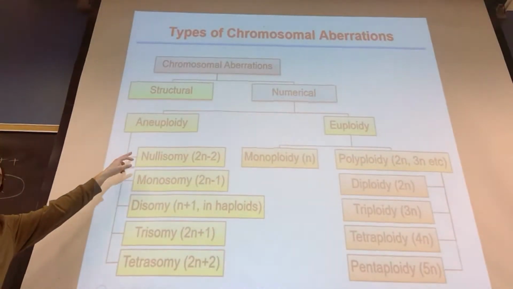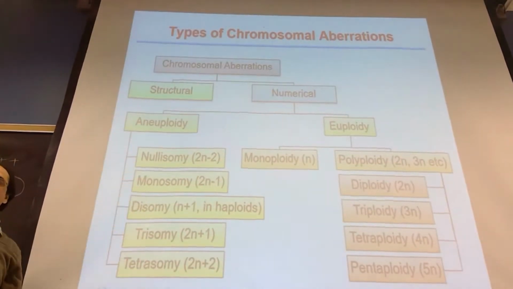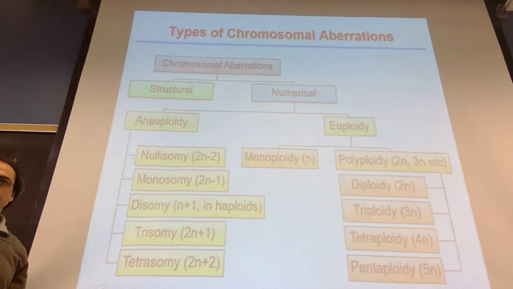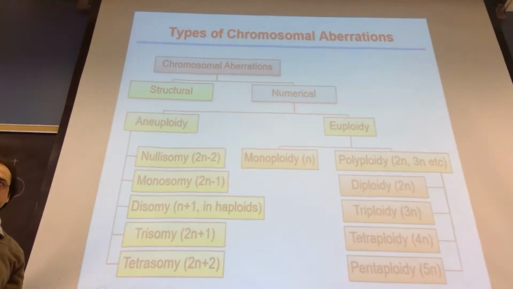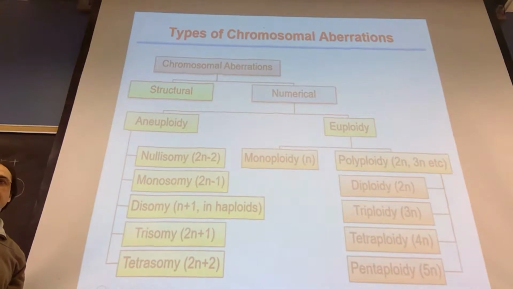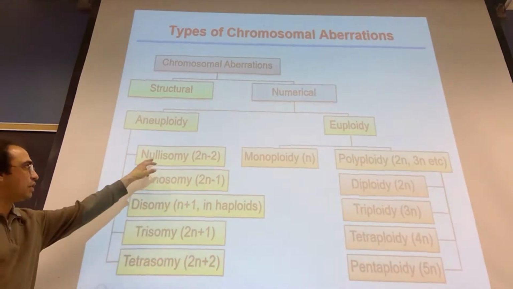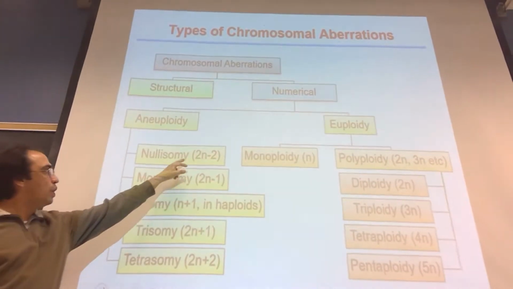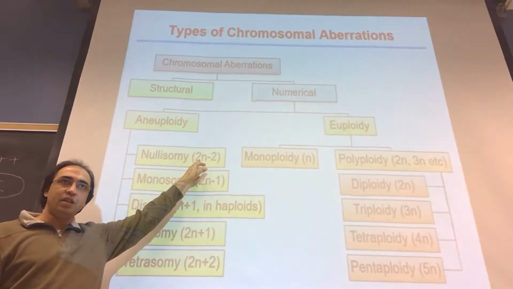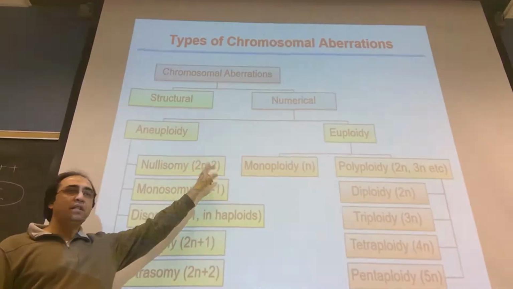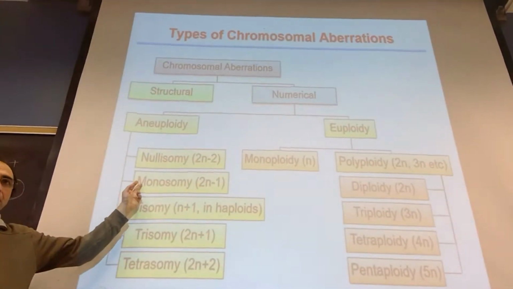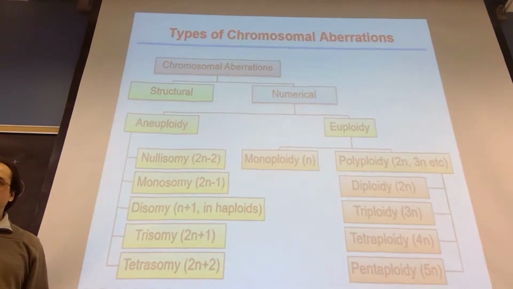Aneuploidy includes nullisomy. Nullisomy means suppose chromosome number 14, the 2 chromosomes are deleted totally. It is not in the gamete and not in the zygote. In such case, that is called nullisomy. That means that chromosome is totally lost. 2n is the normal, that is we are diploid, and 2n minus 2 means 2 chromosomes are missing. Monosomy means only one chromosome is missing.